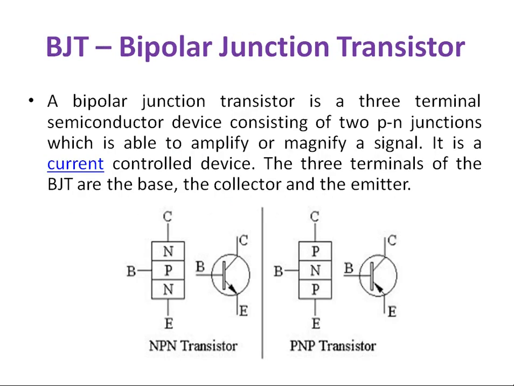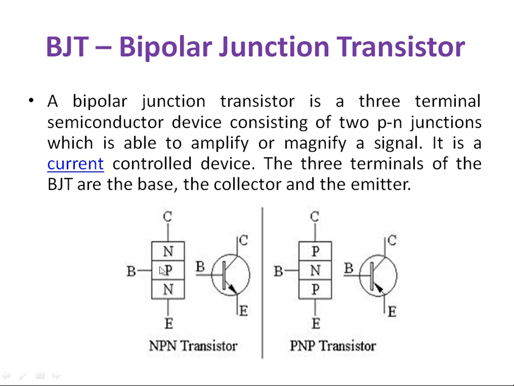So what is a bipolar junction transistor? A bipolar junction transistor is a three-terminal semiconductor device consisting of two PN junctions which is able to amplify or magnify a signal. It is a current control device. The three terminals of the BJT are base, emitter and collector. This is a representation of an NPN transistor. Take three semiconductor materials and join them together, and you will get this device. This terminal is collector, base and emitter.